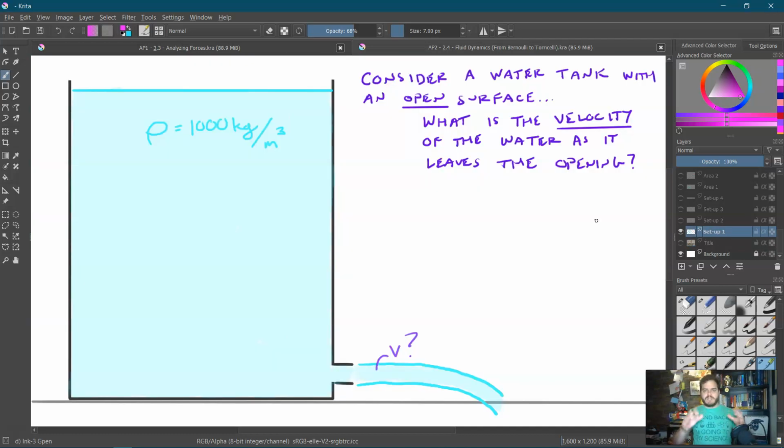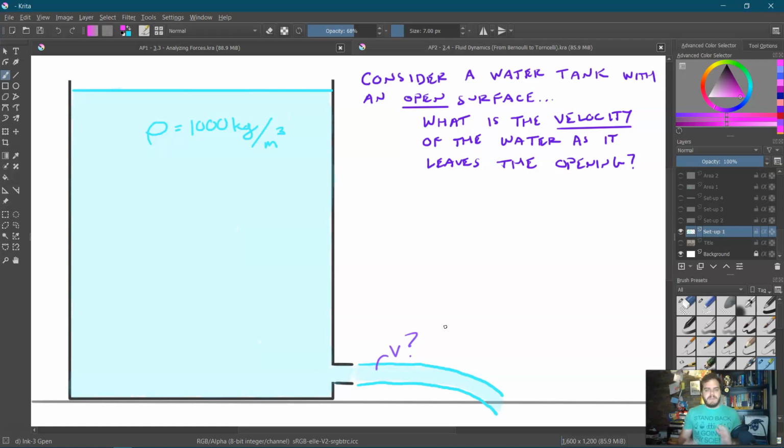We have a large open water tank. So in other words, we have a water tank, but the surface is opened up. There's no top on top. It's just exposed to the atmosphere. And we want to know what is the velocity of the water as it leaves this opening down below. It's like a little spigot. So if we open that up, how quickly is the water going to flow out? What is the fluid velocity as it leaves this point?